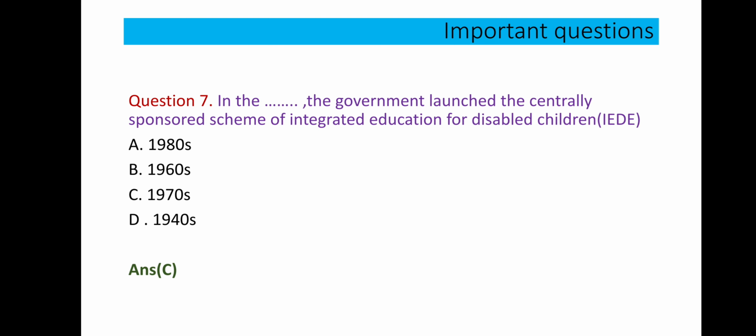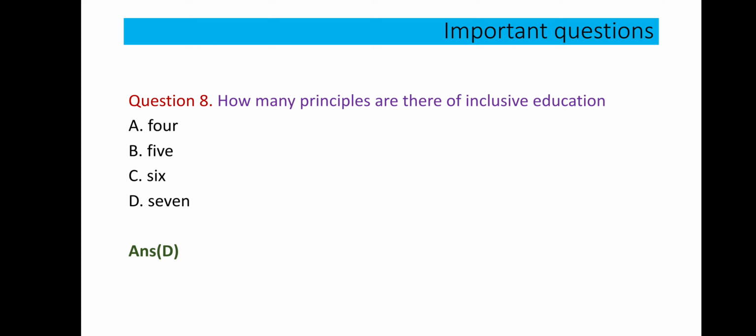Question number 7. In the dash, the movement launched in the centrally sponsored scheme of integrated education for disabled children, also called IEDC. So this scheme was launched during 1970s. Option C is correct. So in 1970s, the government launched the centrally sponsored scheme of IEDC. Option C is correct. Question number 8. How many principles are there of inclusive education? So there are 7 principles. Option D is correct.